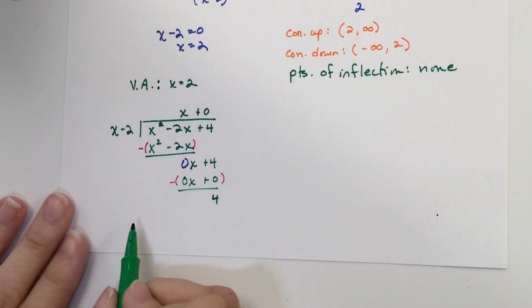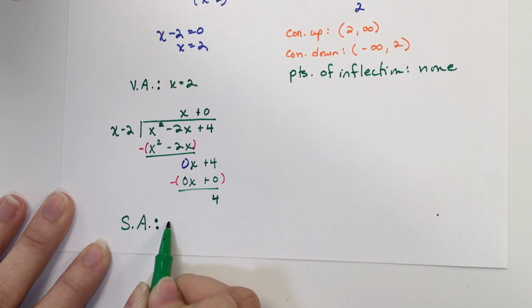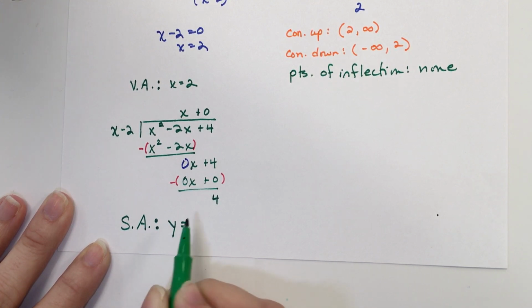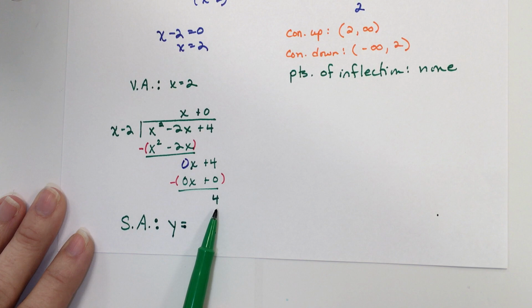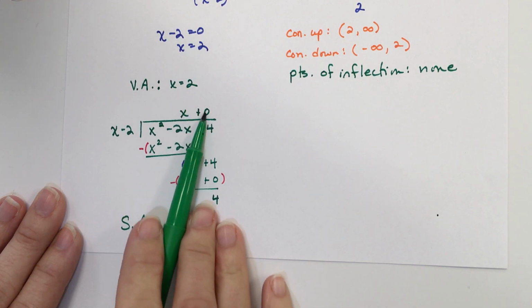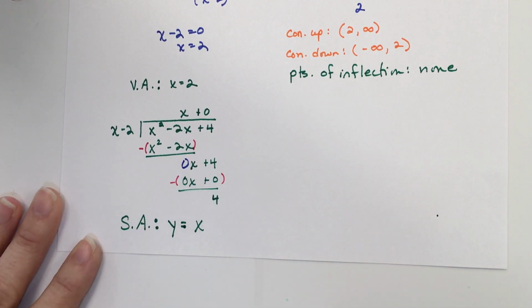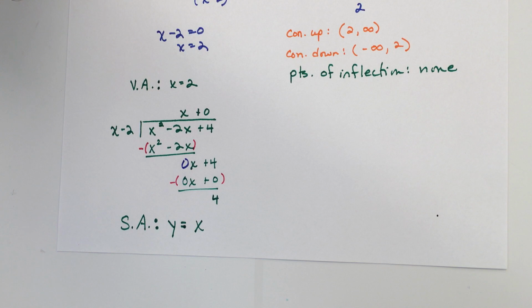Now, your slant asymptote is going to be, it's a line, so therefore it's y equals. But actually your remainder is not going to affect your slant asymptote. It's going to be the expression that you have here on the top. Of course, x plus 0 is just x. So the line y equals x is going to be your slant asymptote.